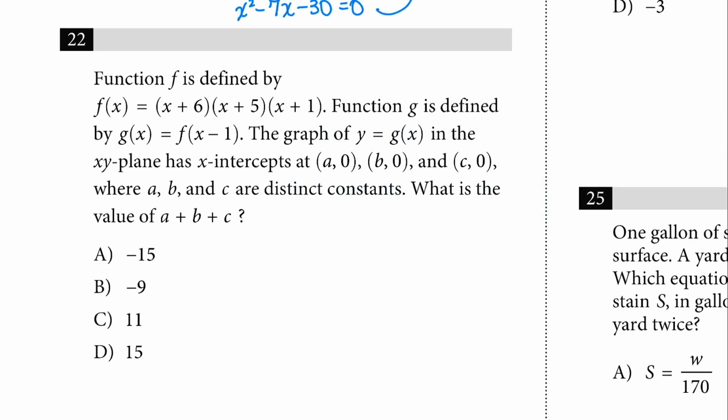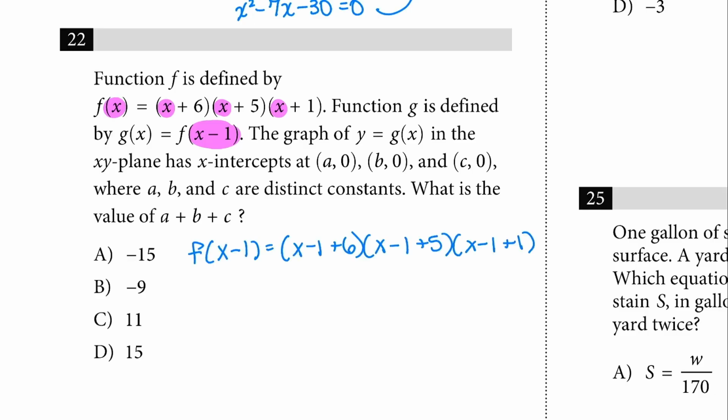Function f is defined by the function given. Function g is defined by g of x, and you're going to take the x value, subtract 1, and evaluate that on the function f. In the xy plane, it has x-intercepts at a, 0, b, 0, and c, 0, where a, b, and c are distinct constants. So what is the value of a plus b plus c? In order to find out what g of x is, what it's telling us to do is replace all of the x's in the function f with x minus 1. So let's go ahead and do that.